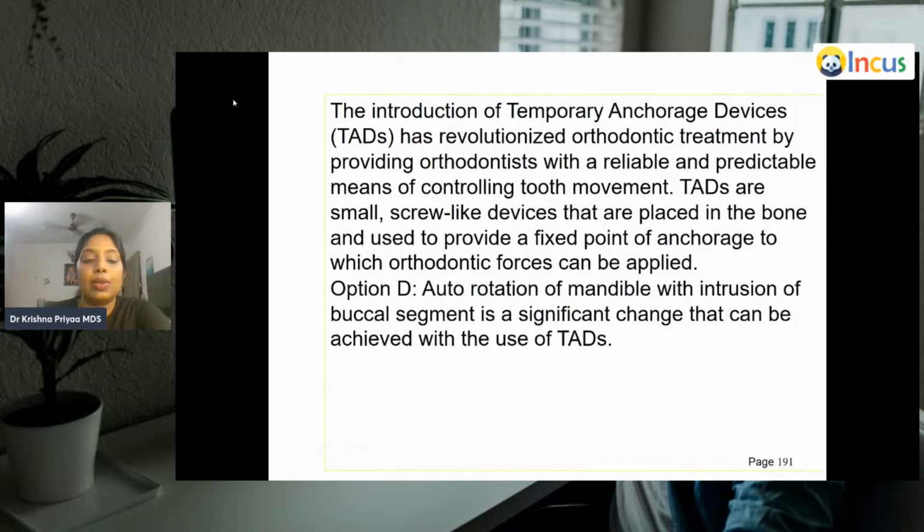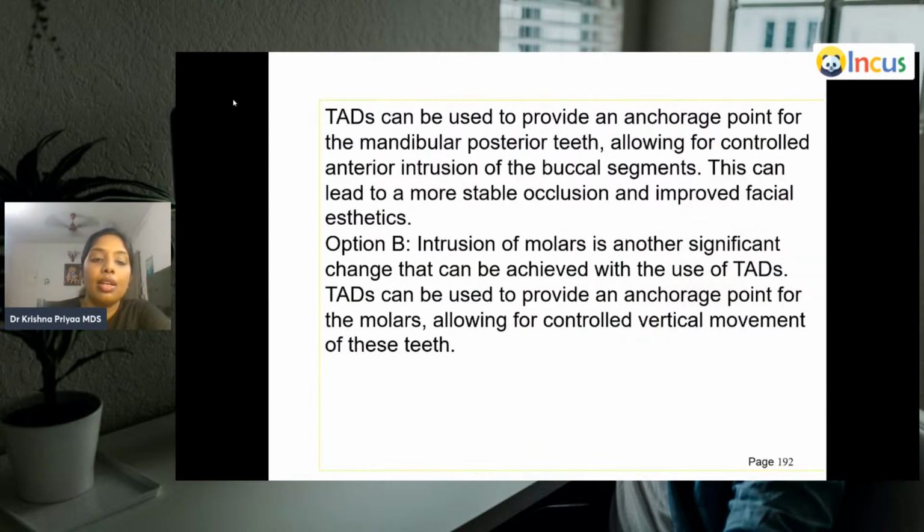Yes. So auto rotation of mandible with intrusion of buccal segment is a significant change that can be achieved only with the use of TADs. Intrusion of molars is also difficult. Okay, this auto rotation and intrusion will be difficult when we are practicing only with orthodontic mechano principles or biomechanics. When a TAD is incorporated, it happens, but it is way easier, and the results are predictable, and the direction is acceptable.